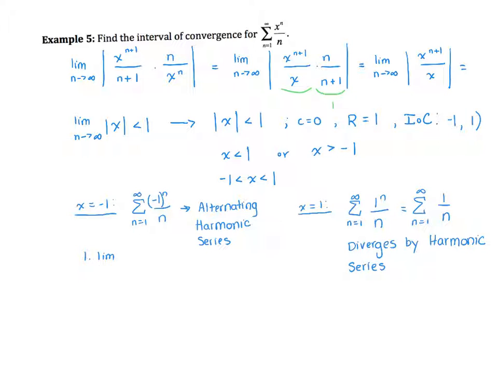I would show that the limit of the nth term as n goes to infinity, and again, we don't care about the alternating part, equals 0. Check. And two, we want to show that the magnitude of the terms is strictly decreasing. In other words, we want to show that the next term is less than or equal to the previous. If you go through the algebra, that's going to be a big old check mark. So this would converge by the alternating series test.